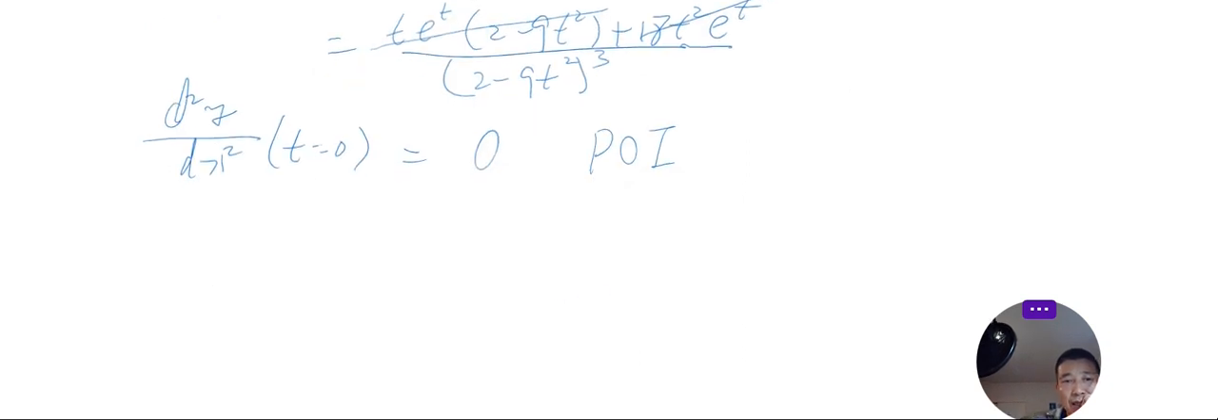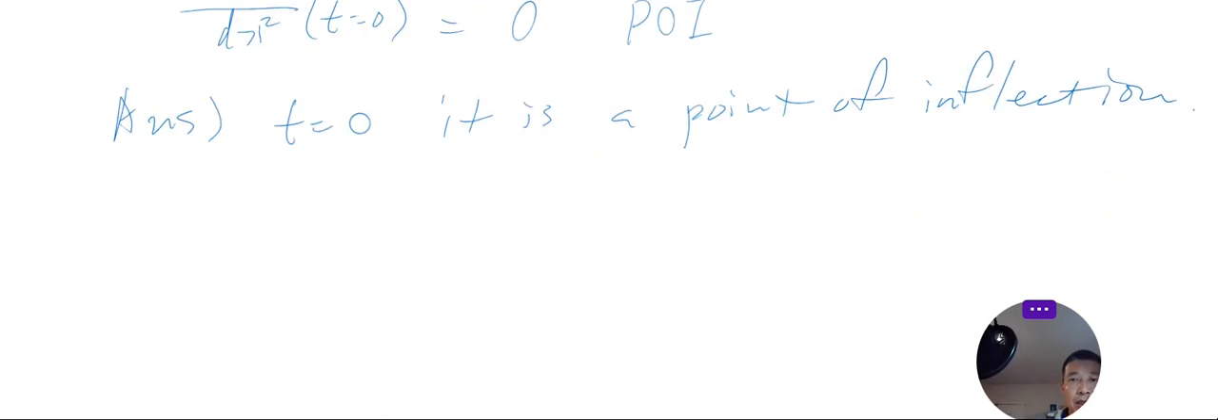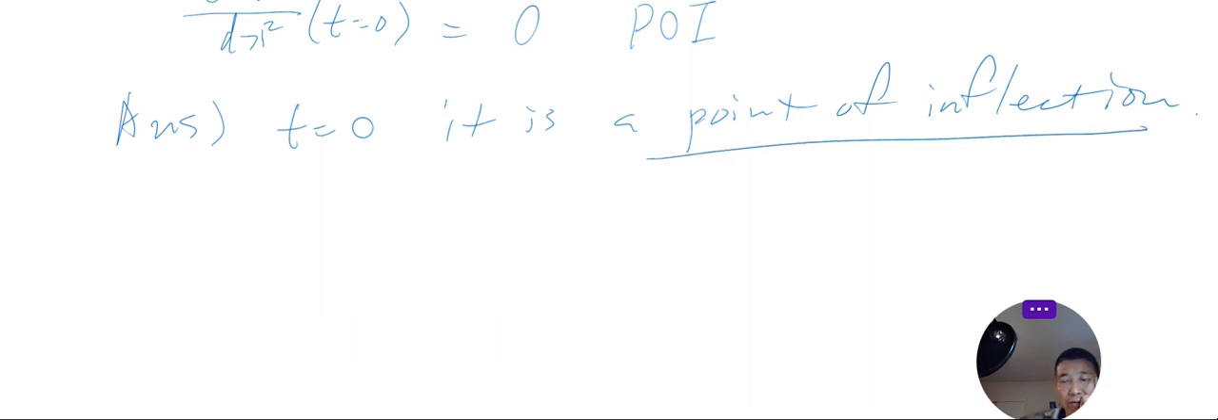So I'm going to say the answer: when t equals 0, it is a point of inflection. I just explained what a point of inflection is. So say I have a cubic, so from here to there, somewhere in the middle, it is called concave down, and this is concave up. So between concave down and concave up is called a point of inflection.